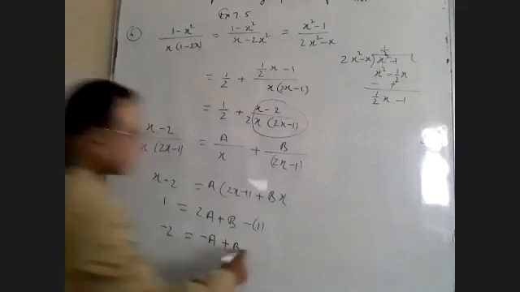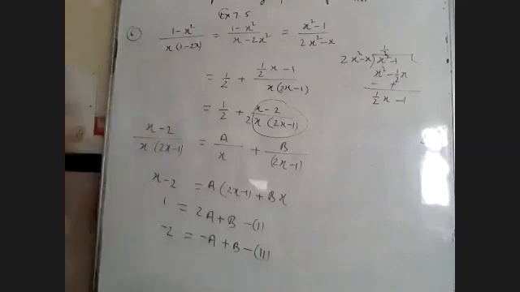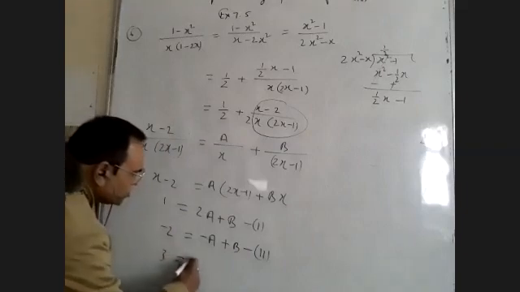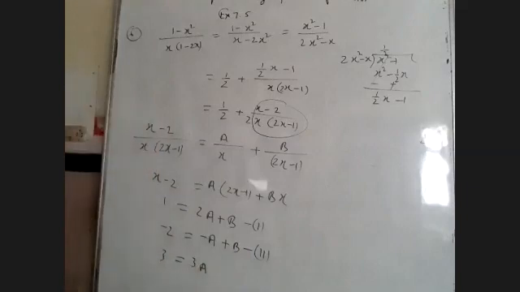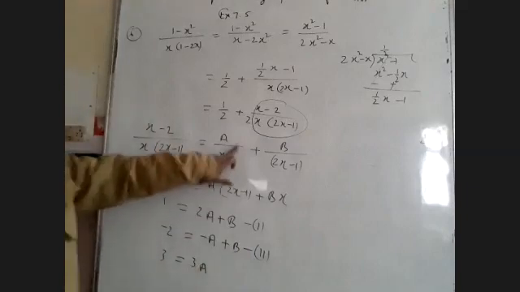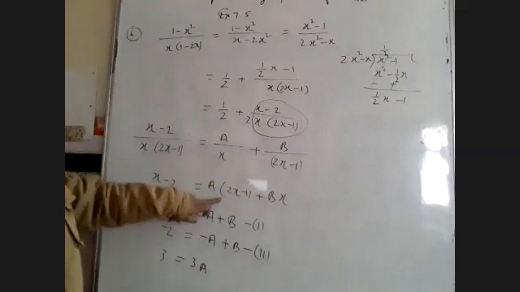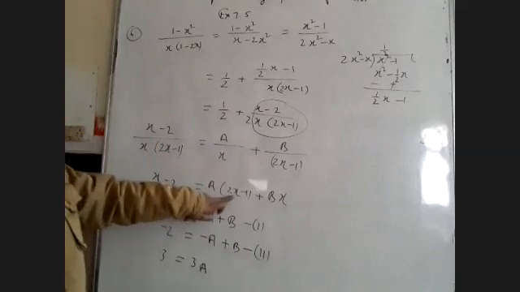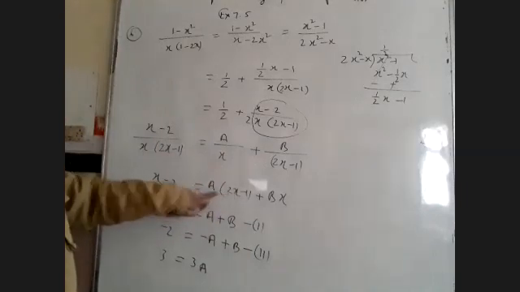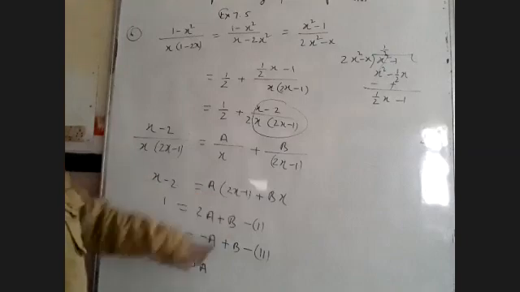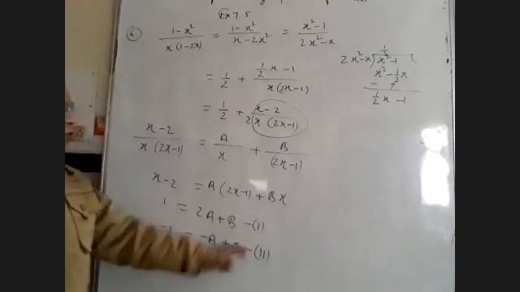So we can subtract the second equation from the first, and then b will be cancelled. Okay? So you will get 3 equal to 3a. See what we did here: a is multiplied by 2x minus 1, b is multiplied by x when we took the LCM. We are comparing the coefficient of x. So the coefficient of x is 2a and b, 2a plus b equal to 1. And the constant term is minus 2, here minus a plus b. These two equations we got.